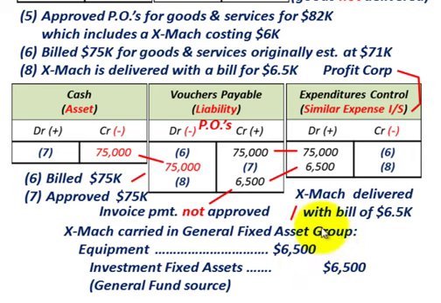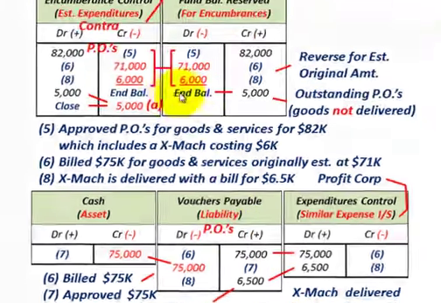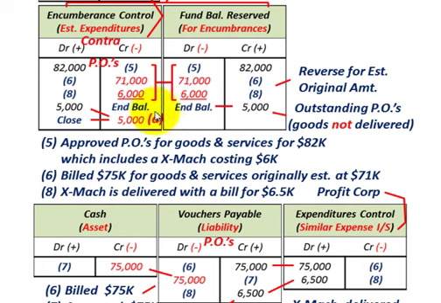Okay, so let's just go back again and look at what we're talking about. With this, we can go back and look at all our accounts. Just remember when we went through these examples and we made our entries, you go back to your encumbrances control in your fund balance and you can look at your entries there, and then you can match them up with the other accounts, our cash, our vouchers payable, and our expenditures control.